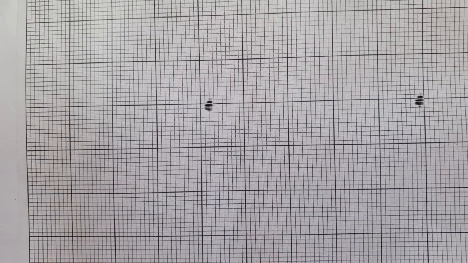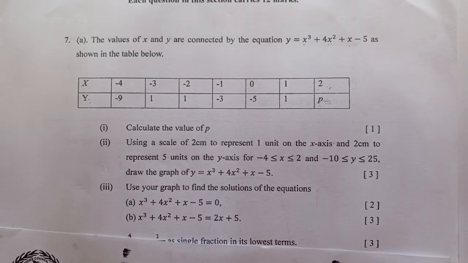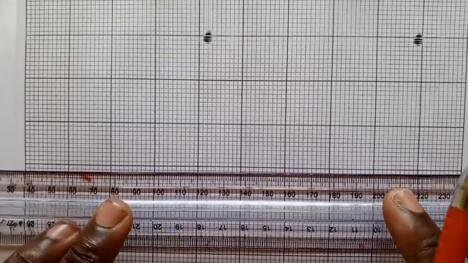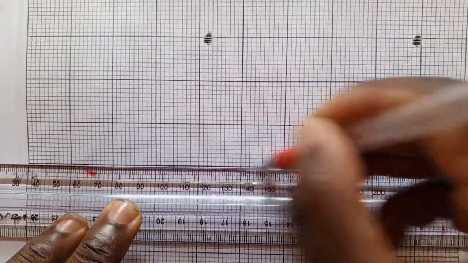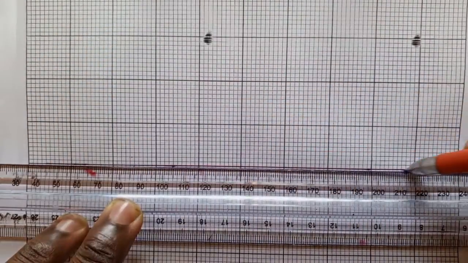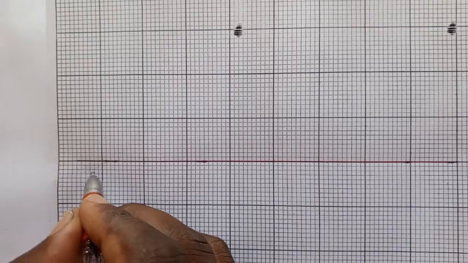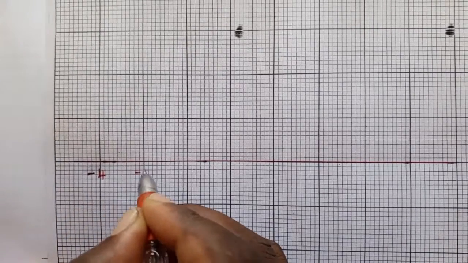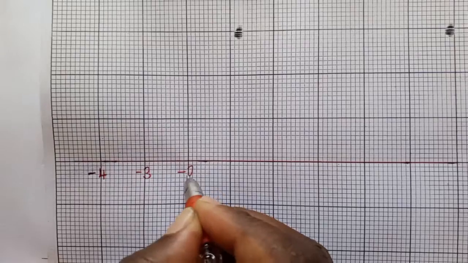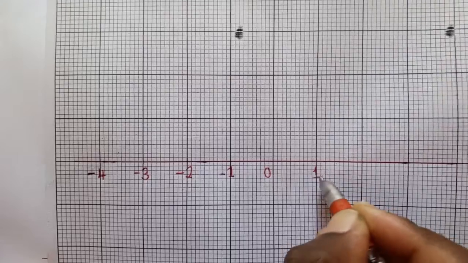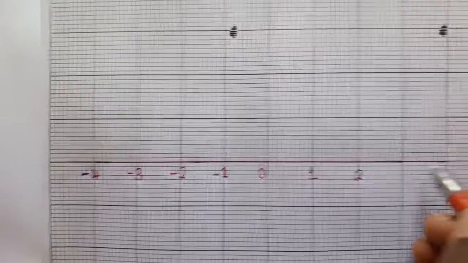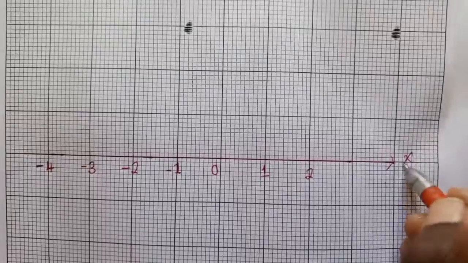So let me just draw so that we fully understand. So this is how it will look like. You get your ruler, then you do your x-axis. So this is my x-axis. So I'll start from -4. So this is -4. This will be my -3, my -2, -1, and 0. So 1 will be here, 2 just there. So we're ending at 2. It's okay. This is my x-axis.